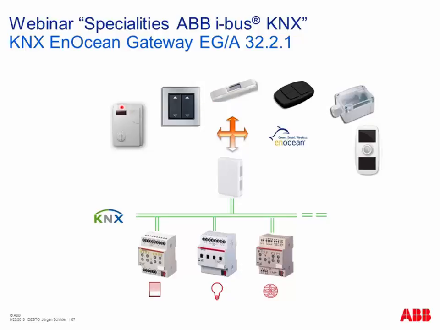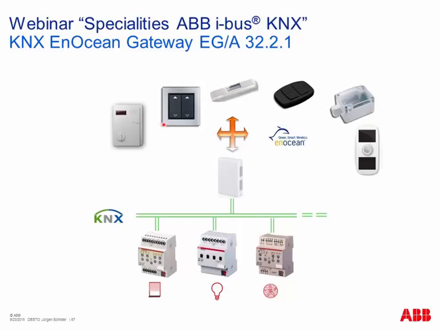Like for example, the room thermostat here has solar cells, or here the motion detector, presence detector has also here kind of solar cells, or the sensors, they have piezo elements. So now when we press here the rocker, by pressing the rocker we create the energy which is enough to send a telegram via wireless here to our EnOcean gateway. This ABB device receives the EnOcean telegram and converts it into KNX telegrams.